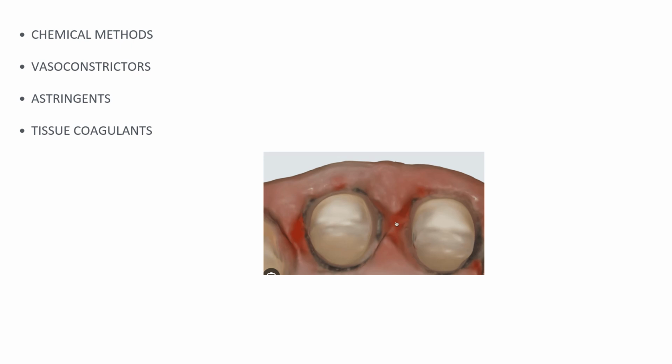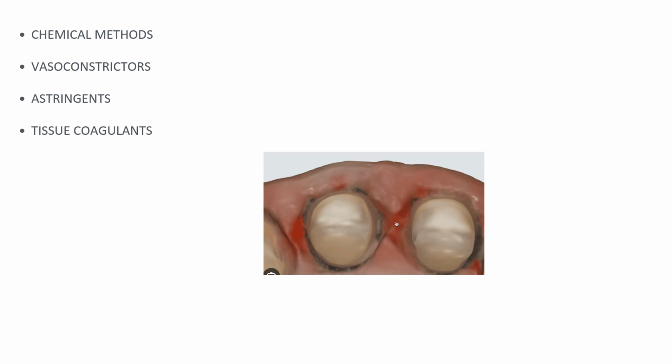Examples of astringents are alum and aluminum chloride. They are otherwise called biologic fluid coagulants. The next one is the tissue coagulant. They go and coagulate the tissue and arrest the bleeding. Examples are aluminum sulfate, silver nitrate, and zinc oxides.